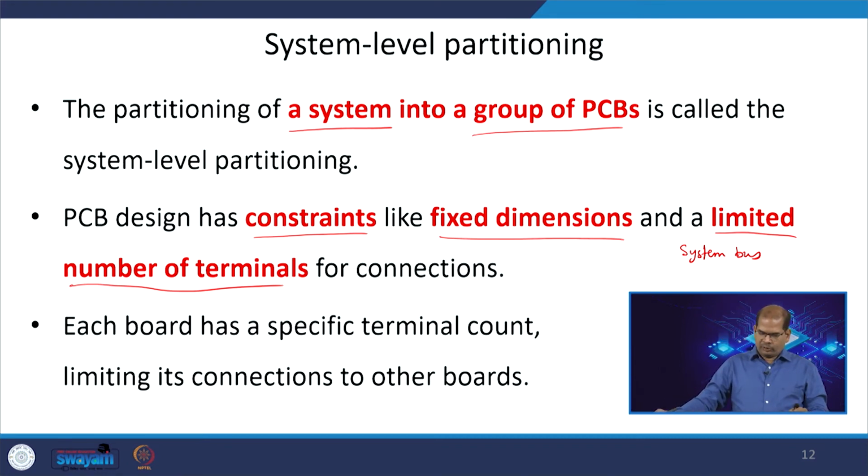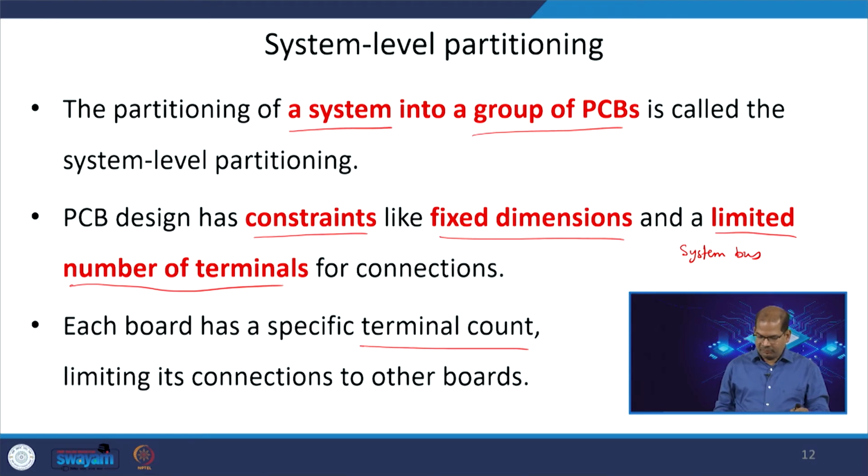Then each board has a specific terminal count. Based on our requirement, what are the important pins which need to be connected to other critical pins? Important means critical pins that need to be connected. Based on that, we will decide the terminal count.